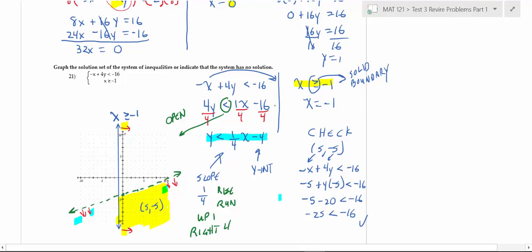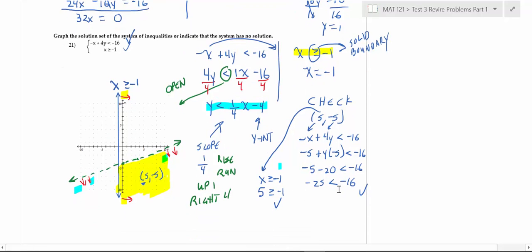Okay, that's not enough though. You also got to check it in the second inequality, which is x is greater than or equal to negative 1. All you got to do on this is take the x value of the test point you chose and plug it in. So that's 5 greater than or equal to negative 1. That also works. So as long as you graphed your lines okay, then you have a correct answer. So don't forget about checking the answer. So that's called a system of inequalities, another thing I expect you to know how to do.